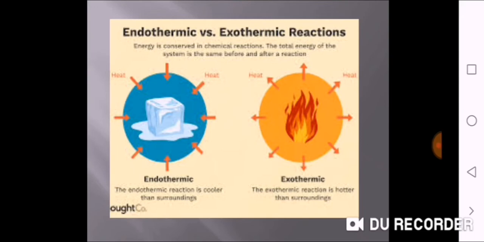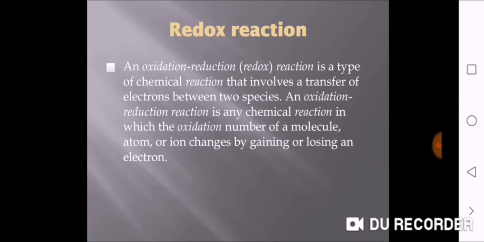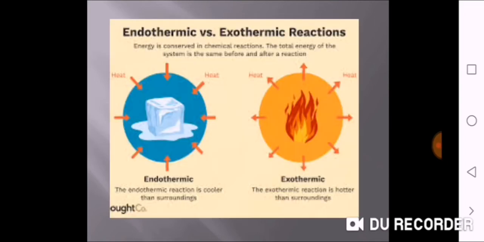Two examples of endothermic and exothermic. Here, an ice cube is melting in the environment by absorbing heat, and here is another example of exothermic, where heat and light is produced by burning of fuel.